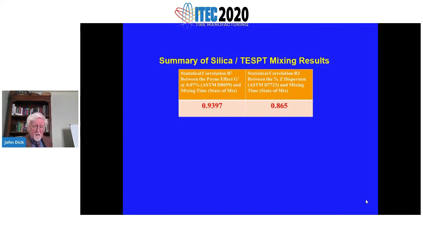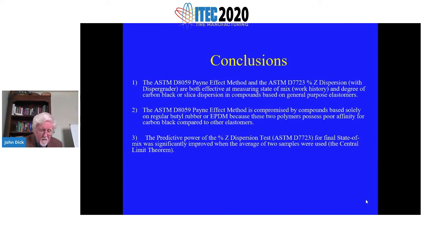So the conclusions that we've reached here are shown here. First of all, the ASTM D8059 pain effect method and the ASTM D7723 percent Z dispersion with the Dispergrader are both effective at measuring state of mix, that's work history, and a degree of carbon black or silica dispersion in compounds based on general purpose elastomers.